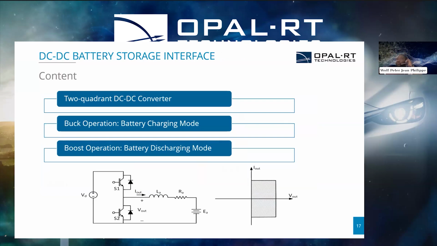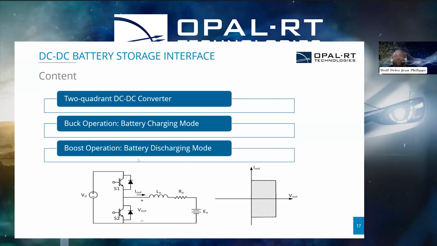I'm going to move to the next part, which is lab 3, the DC battery storage interface. Here, we're going to focus on a 2-quadrant DC-DC converter. Why 2-quadrant? Because, again, we want bidirectional power flow. For example, in this application, if we want to charge or discharge the battery, we want the current to be able to flow in 2 directions, going to the battery or from the battery. That's why we're going to focus on a 2-quadrant DC-DC converter.